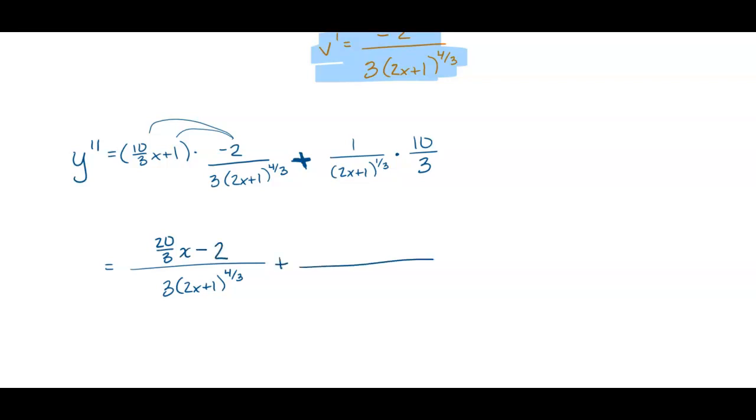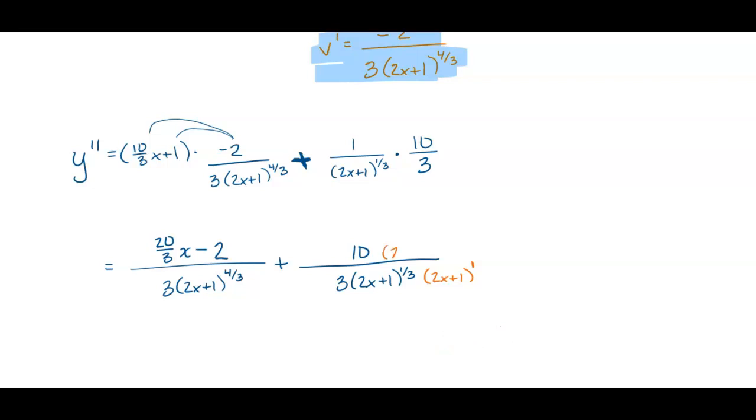All right, my next term has a 3 in the denominator and then 2x plus 1 to the 1/3 power, and then in the numerator just a 10. Now in order to get a common denominator there, I'm going to need to multiply this by 2x plus 1. Because if that's just a power of 1 and I add my exponents, that'll give me a power of 4/3 like I want. And then it'll match this one over here.